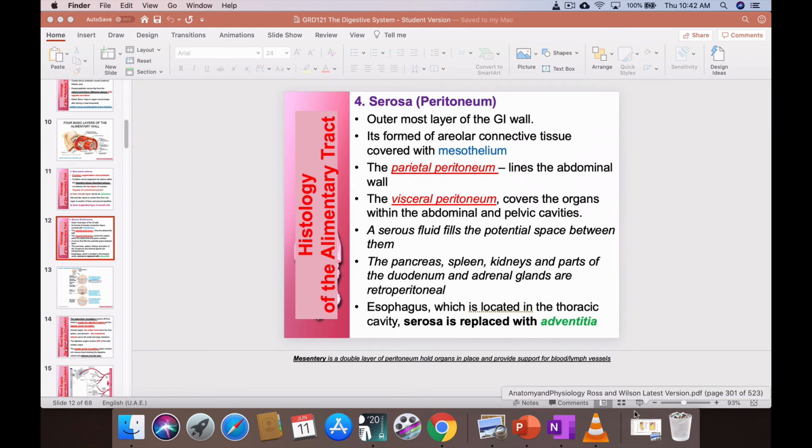Just focus and know the difference between the peritoneum, parietal peritoneum, visceral peritoneum, and the mesentery, which is holding the fat and the blood vessels, and also the intestine. So let's go to the next slide.